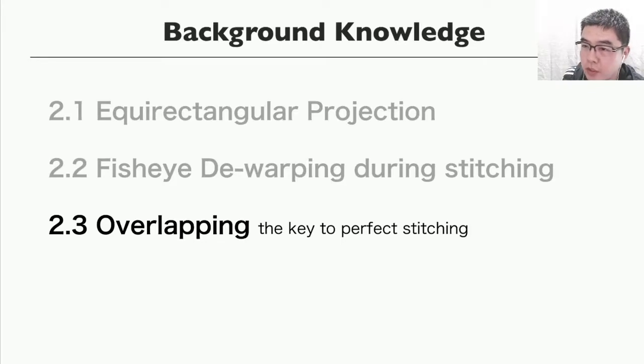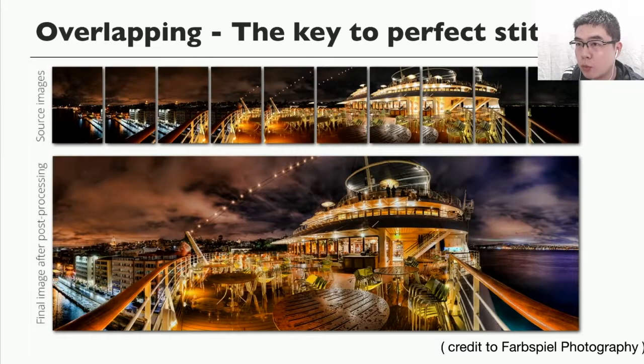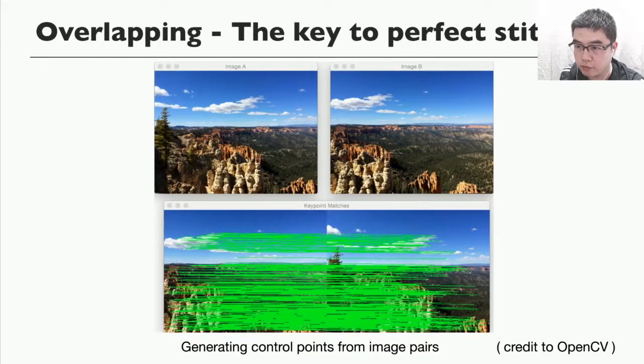The overlapping is a key point to perfect stitching. So when we are taking normal panoramic photos, the image sequence has overlapping between image pairs. And when you are stitching with the help of the stitching algorithms, the algorithm will help you generate control points from the image pairs. And that's why your images can be stitched together to form a straight panorama photo, right?